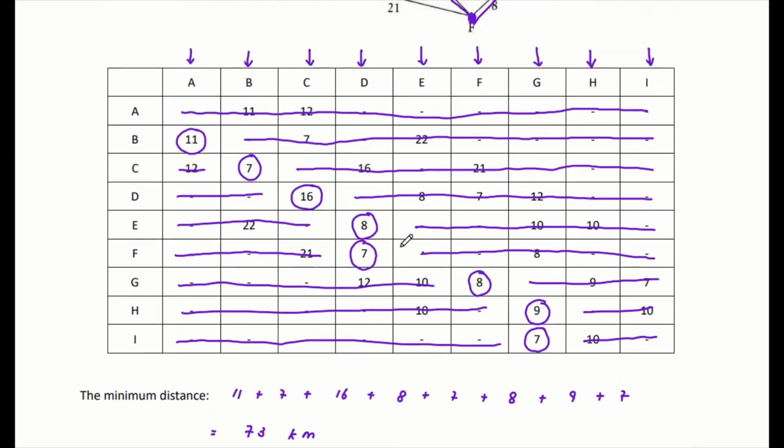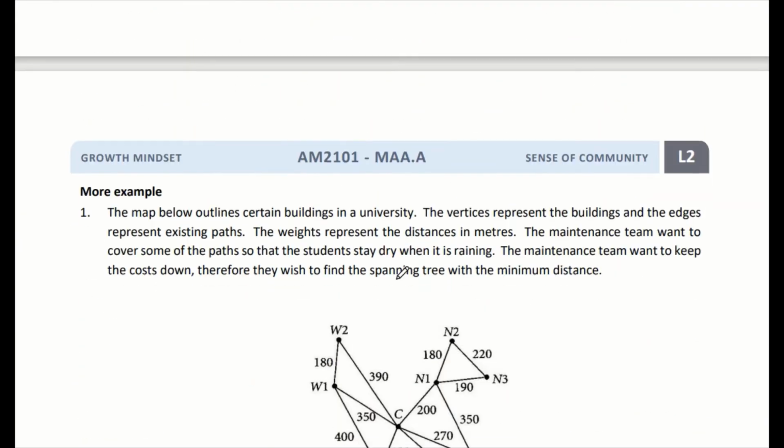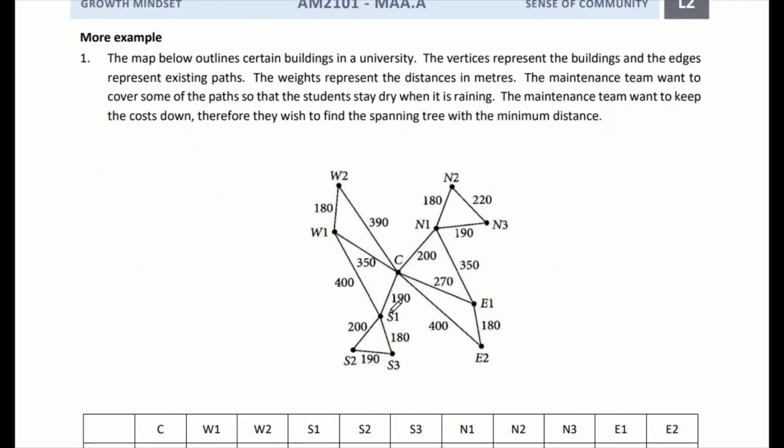So I understand that this might be a little bit more tricky compared to the network diagram. That's why I'll try to explain it again and again, for 3 times. So if you think that you already get the idea from the first example here, you can just pause the video. Then after that, try out these two examples and see whether you can get the answer or not.